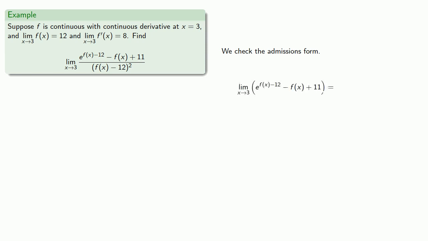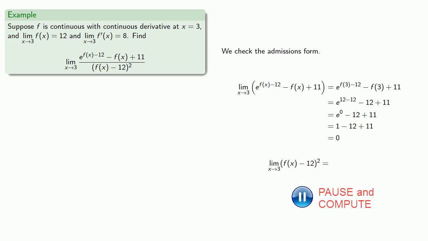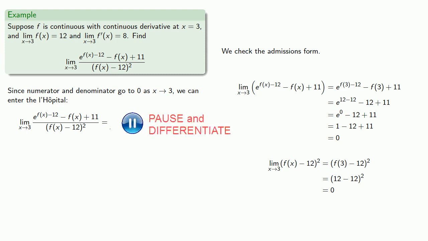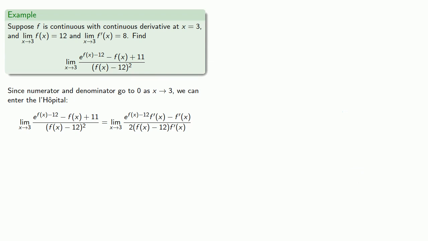As x goes to 3, our numerator goes to and our denominator goes to, and since numerator and denominator both go to 0 as x goes to 3, we can use L'Hopital. So we'll differentiate numerator and differentiate denominator. And let's take a look.